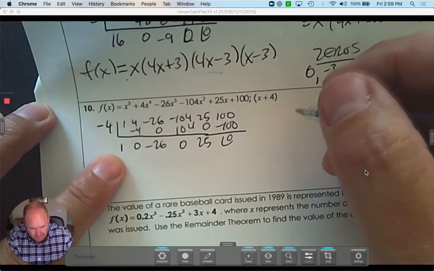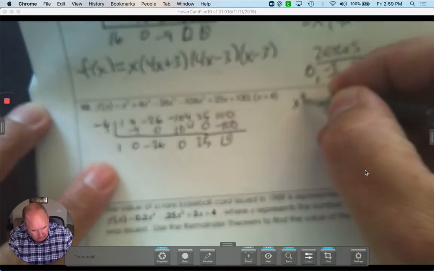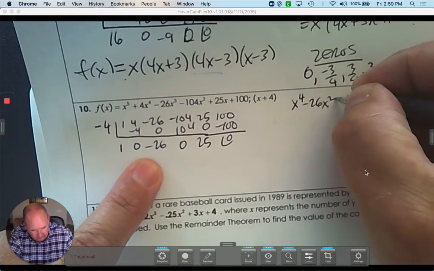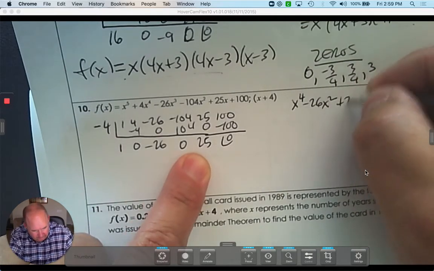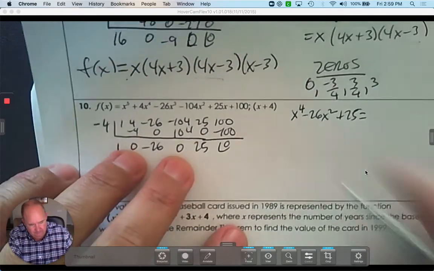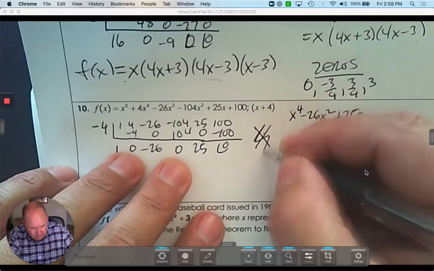Next, one degree less. So that's 1x to the 4th, no x cubes, minus 26x squared, no x's, plus 25. Now, that's in the form of a quadratic. It isn't a quadratic, but it's in the form. So it's simple too, so I don't even need this.